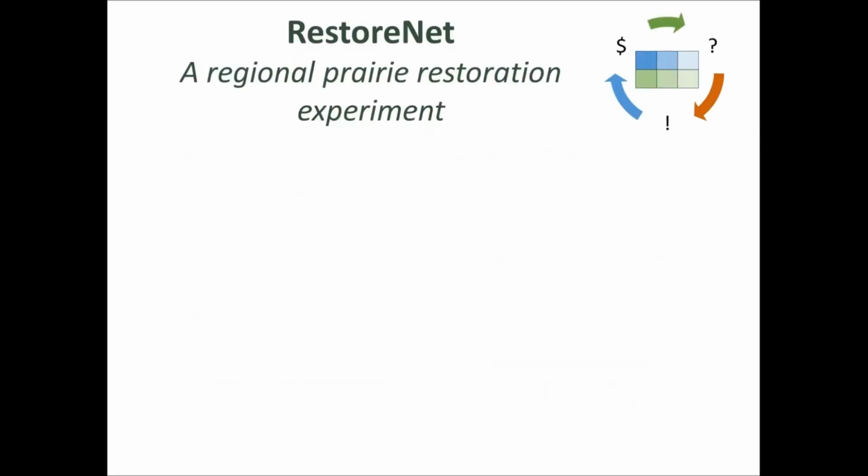So, welcome to RestoreNet. This is a regional and, we hope, eventually a global prairie or grassland restoration experiment. We have this sort of corny logo, and the goal behind this logo is to point out that we have questions around restoration. We want to get answers, and we want to make the process of restoration more efficient, both in terms of resources associated with dollars, but other resources as well. And we want to do a replicated experiment to get there.